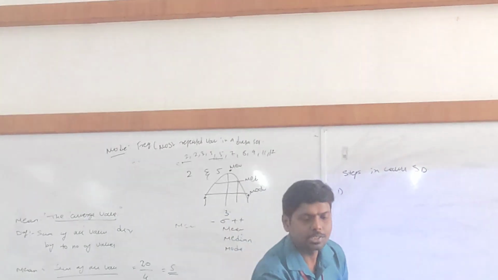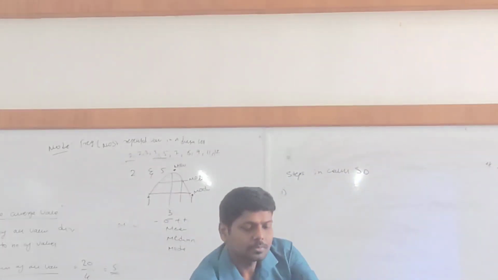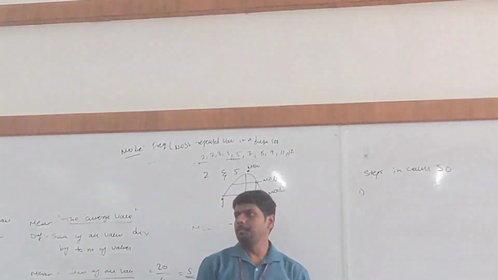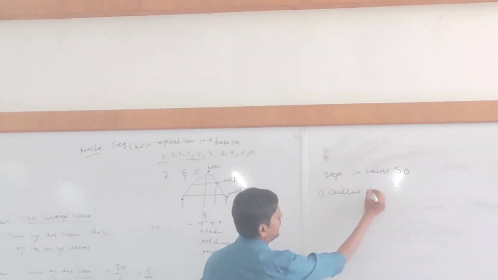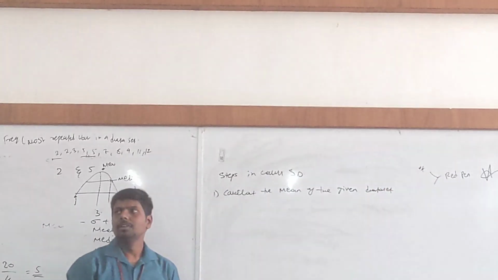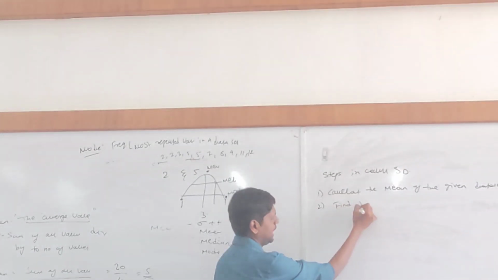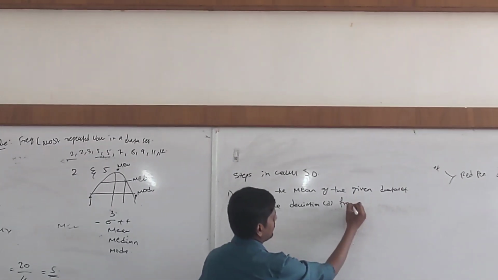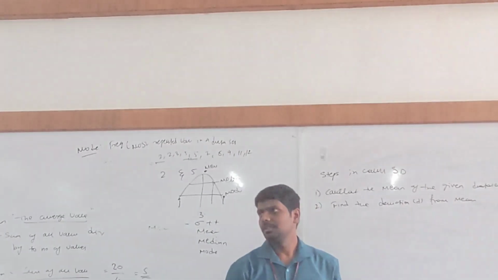Step 1. Steps in standard deviation calculation. First step, calculate the mean of the given data set. Then second, finding the deviation from the mean. The second step is finding the deviation from the mean of the given data set.